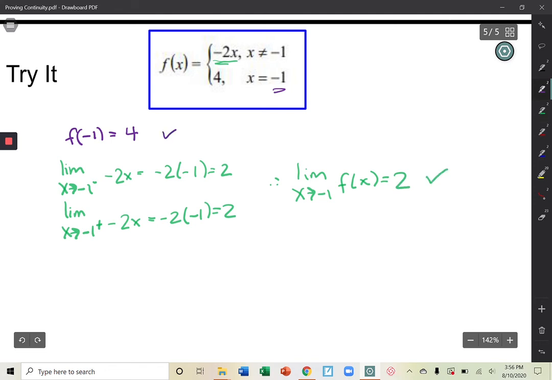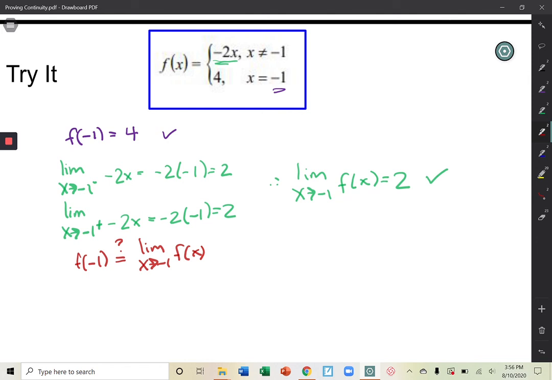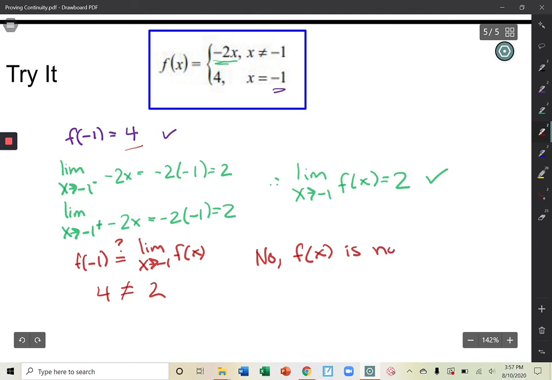So we've got a limit. We have a function value. What does the last piece say? Does f of -1 equal the limit as x tends to -1 of f of x? That's the last thing I have to prove. And in this case, my value of the function was 4. My value of the limit is 2. They are not the same. So this example actually falls apart in that last step of showing that the limit and the value of the function are the same. And so my conclusion on this one is that no, f of x is not continuous at the point that we checked, x equals -1.